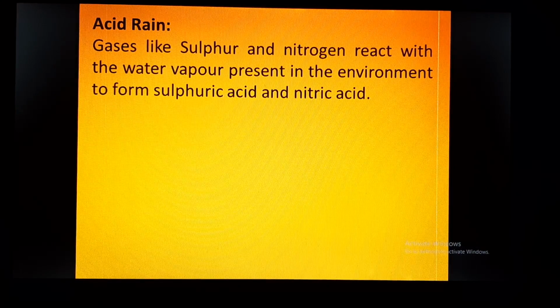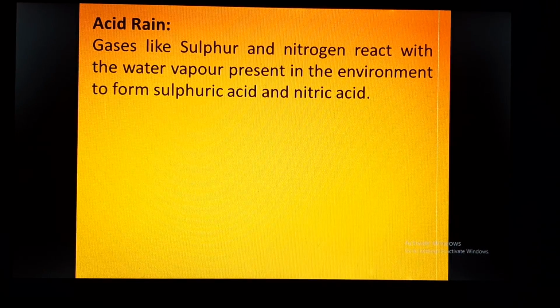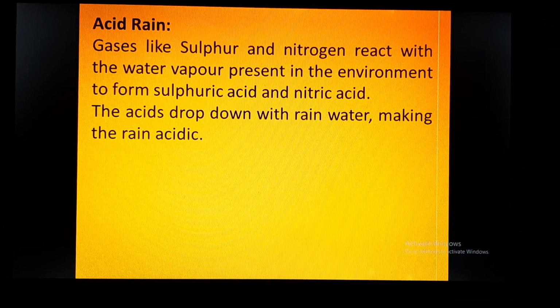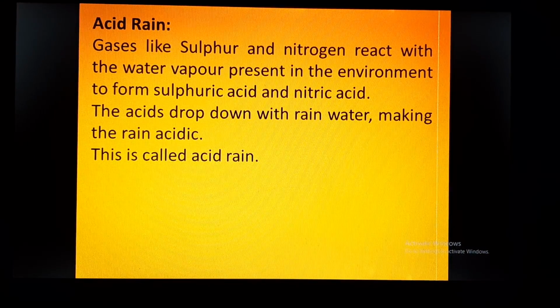Acid rain. Gases like sulfur and nitrogen oxides react with the water vapor which is present in the environment to form sulfuric acid and nitric acid. So we have discussed in our chapter on metals and non-metals that non-metals like sulfur and nitrogen produce acidic gases. So whenever sulfur and nitrogen are burnt, sulfur oxide and nitrogen dioxide are produced. These are acidic gases. Now when these acidic gases react with the water vapor which is present in the environment or the water which is coming through the rain, they form acids, sulfuric acid and nitric acid. Now this acid drops down with rainwater making the rain acidic. This is called acid rain.